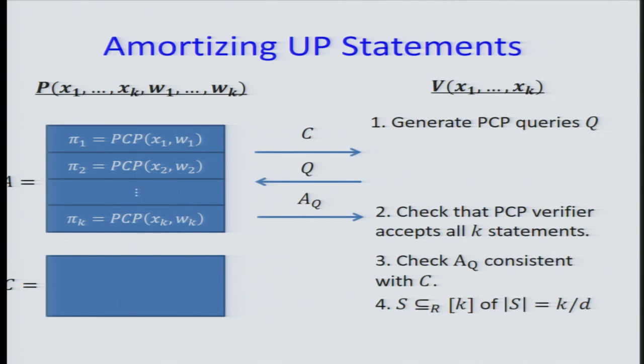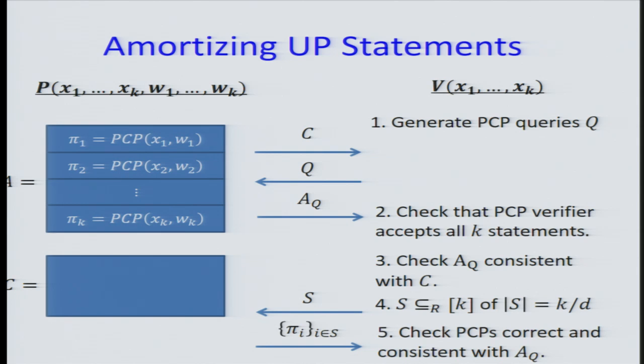He sends back the columns. Now the verifier chooses a random subset of size k over d, tells the prover what it is, and the prover opens up the PCPs for this subset. What you check is that these PCPs are the unique correct PCPs, and that they're consistent with the answers that he had over here. So it's important that this is done afterwards, right? That you ask for these rows after he already sent you the columns. Yes, it's crucial.